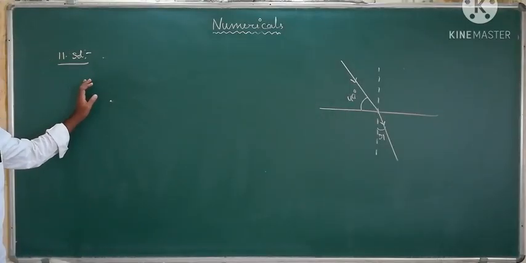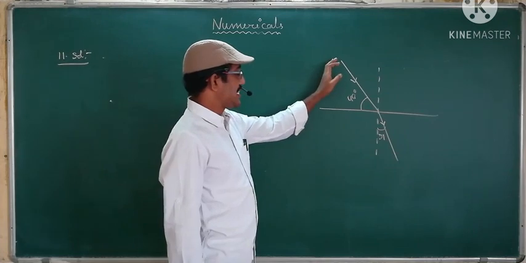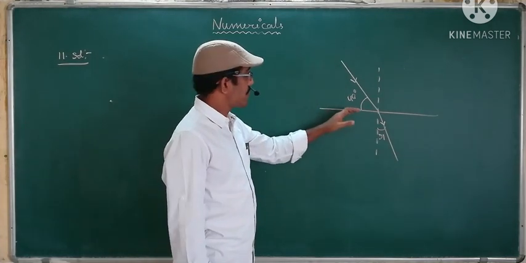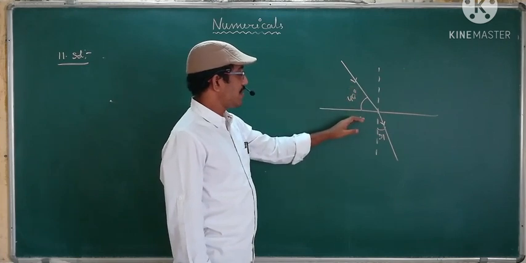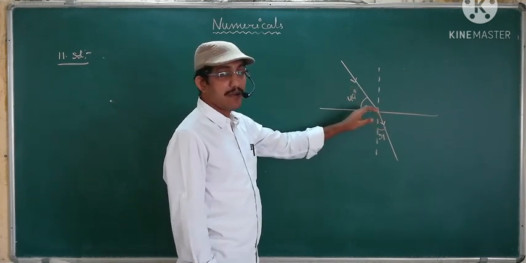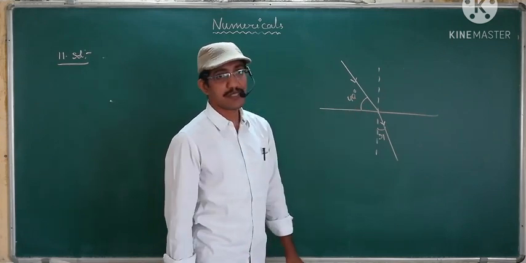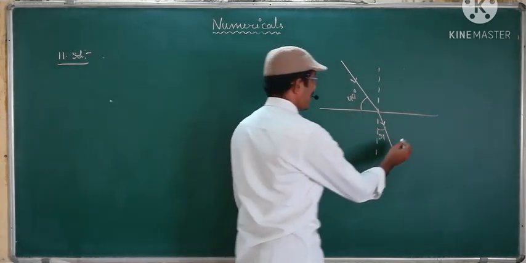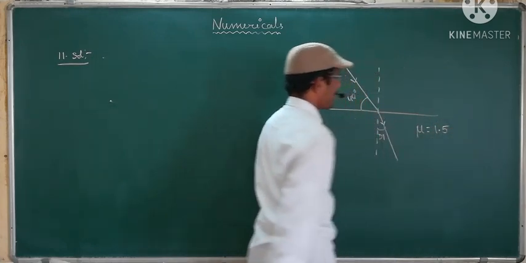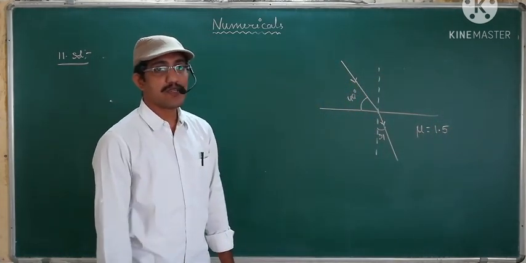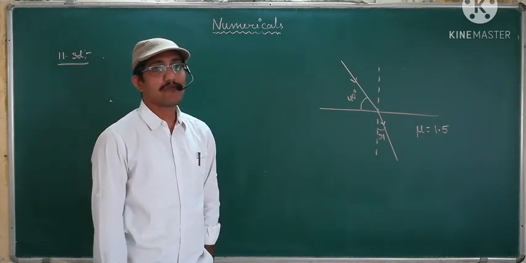Next problem number 11. A light ray is incident on a surface which is separating two media by making an angle 40 degree with the surface. So 40 degree with the surface. And the refractive index of the medium, what is that? 1.5. Its refractive index how much? 1.5. Then find the angle of refraction.